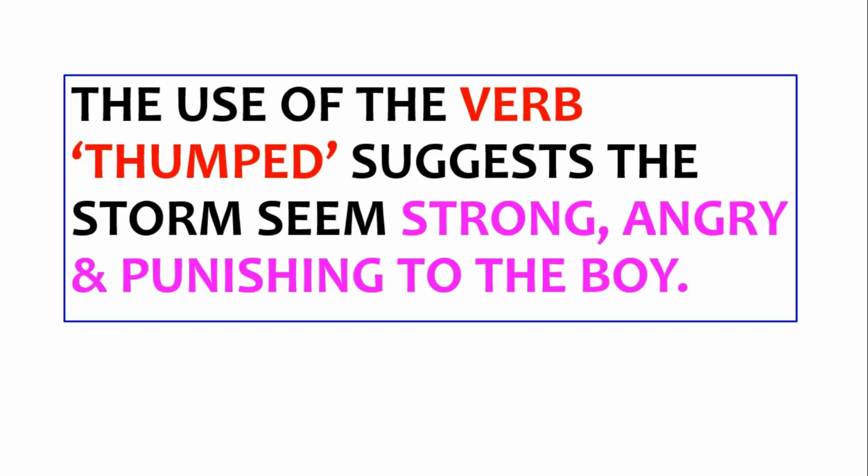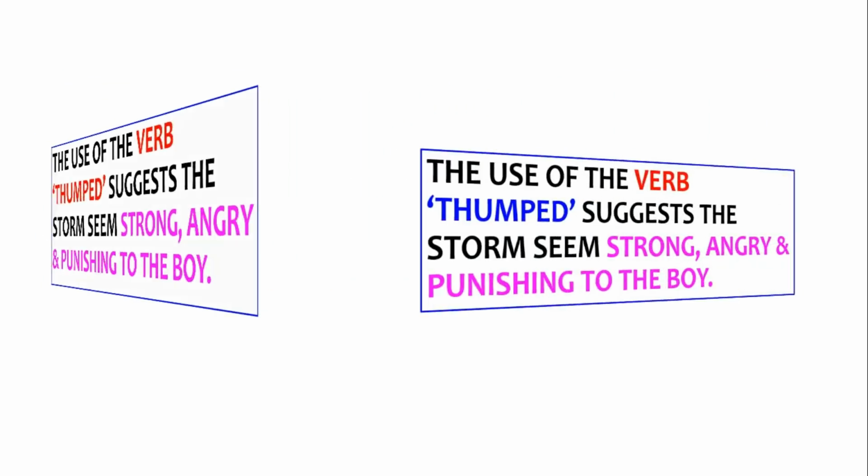So the word thumped is saying that's what the rain is doing. It's suggesting the rain has strength, that it's angry, that it's punishing. That's what's making the boy scared. Again, I don't have to use the word verb. If you didn't know that thumped was a verb, don't guess, because it won't look particularly great on your answer. If you're not sure what it is, just say the use of the word thumped. If you do know it's a verb, then definitely use it.